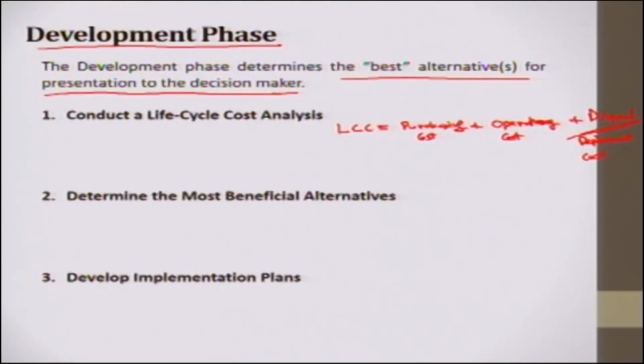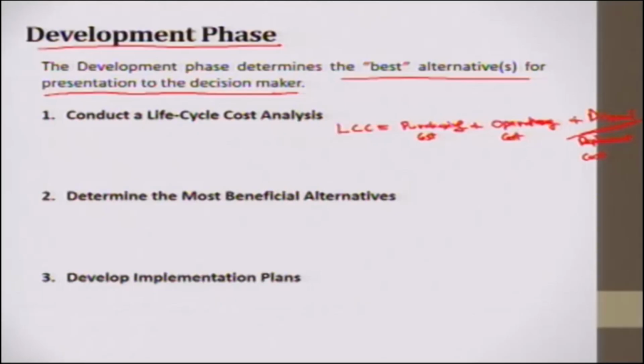Like when you purchase your motorbike, the purchasing cost is rupees 40,000, and operating cost is you spend rupees 2,000 per month on the fuel. Replacement cost is when you sell your motorbike after 5 years, when you want to change that bike, you will sell it at maybe 15,000 rupees. So actually this is minus here. I will correct myself here.